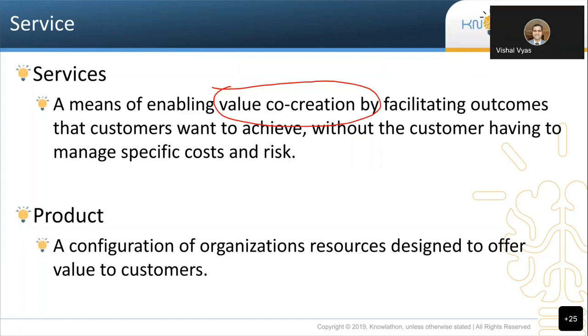And in order to deliver service, you will end up buying products. So a washing machine is a product. An Office 365 license is a product. You will end up buying products.